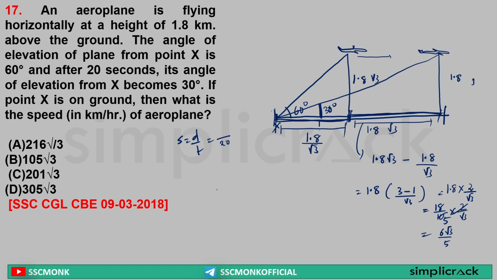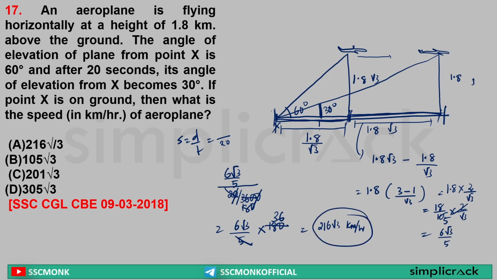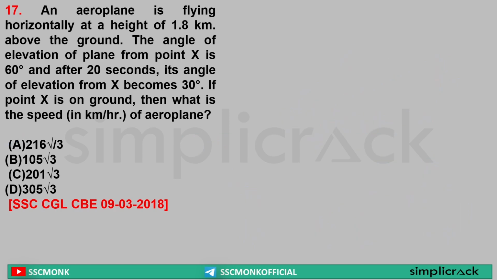So what is happening? Sir, distance is equal to 6 root 3 by 5. This is in kilometer divided by the time. Sir, time in seconds. So I have to convert it into hours, so that I will divide 3600. Yes or no? Yes. Sir, 0 0 gone. 36 360. So what will happen? 6 root 3 by 5 into 180. Sir, 5 3s are 15, 5 6s are 30. So 6 root 3 into 36 is equal to 216 root 3 kilometer per hour is the speed of the flight. That is equal to option A. Yes or no? Clear? Next.